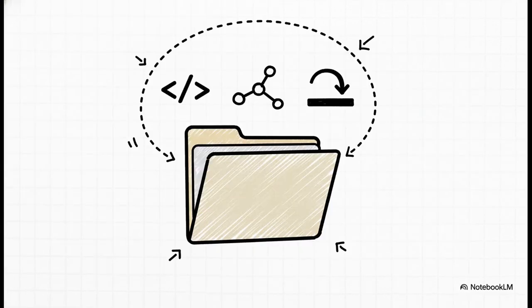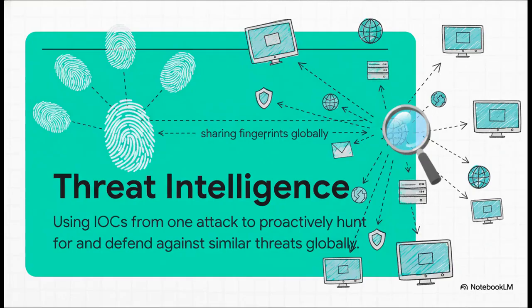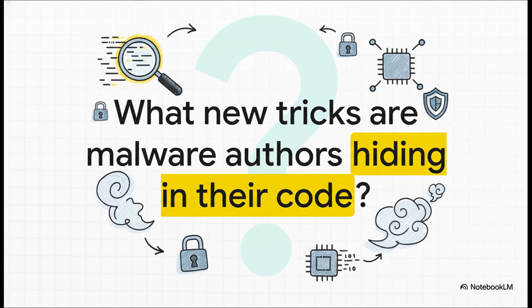All right, so the detective work on this one file is done, but the job's not over. These clues, the digital fingerprints it leaves behind, are called indicators of compromise, or IOCs. And this is where threat intelligence comes in. Analysts share these fingerprints with everyone globally. So now, by searching for that same bypass, they can find other malware using the exact same trick. Which really makes you wonder, the digital detective's work is never truly done.